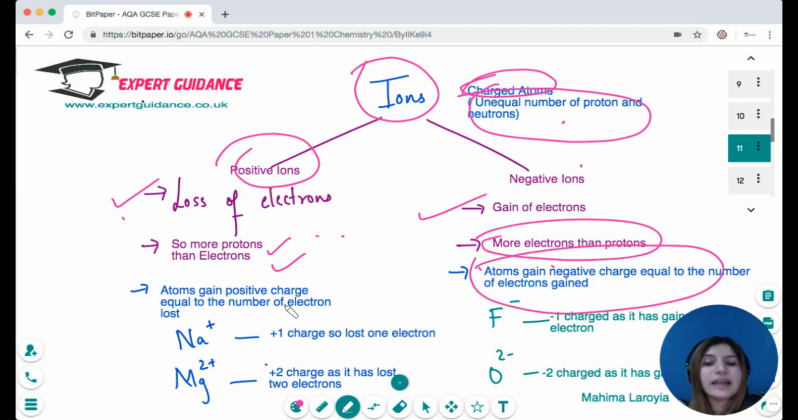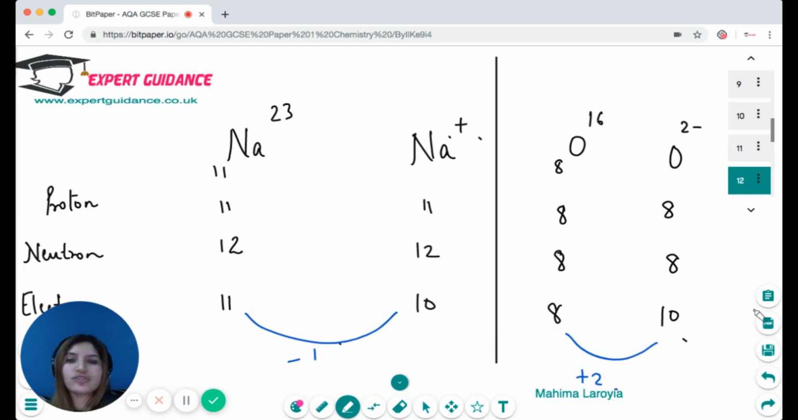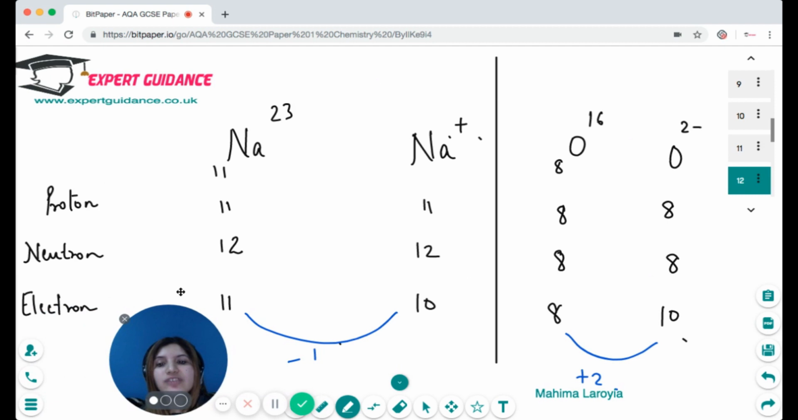Okay, now how do you decide the charge? The charge depends on how many electrons are gained or lost. So if sodium has lost 1 electron, it will get a +1 charge. If magnesium loses 2 electrons, it will get a +2 charge. In a similar way, if fluorine gains 1 electron, it becomes -1 charge. And if oxygen gains 2 electrons, it will become -2 charge. Okay, now let's see how the electron number changes with the ion.